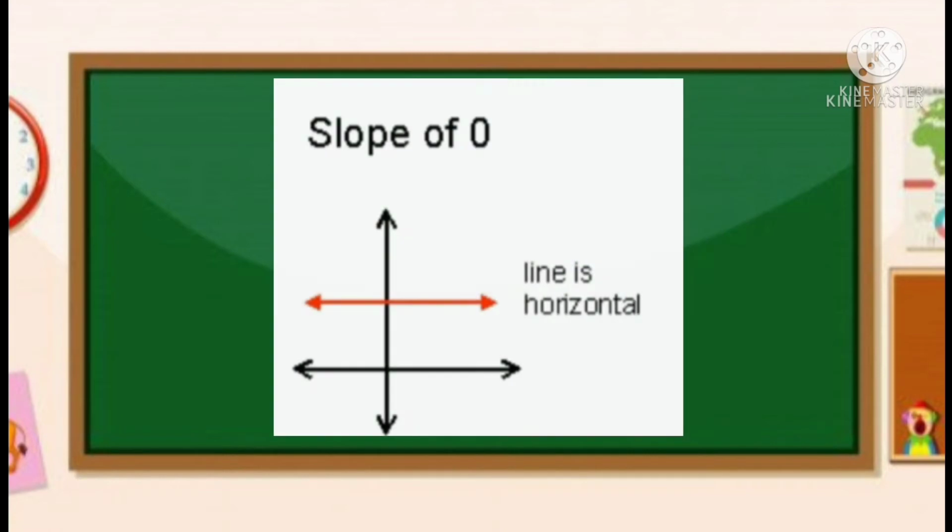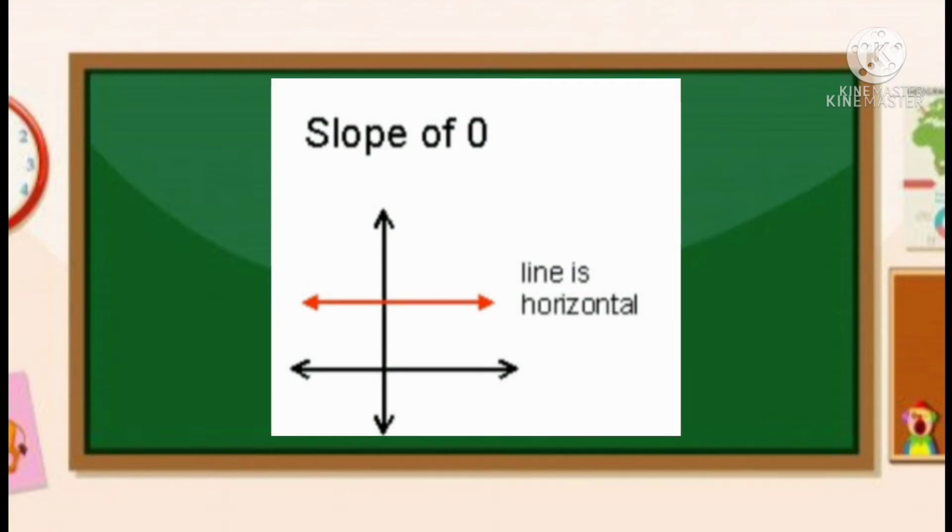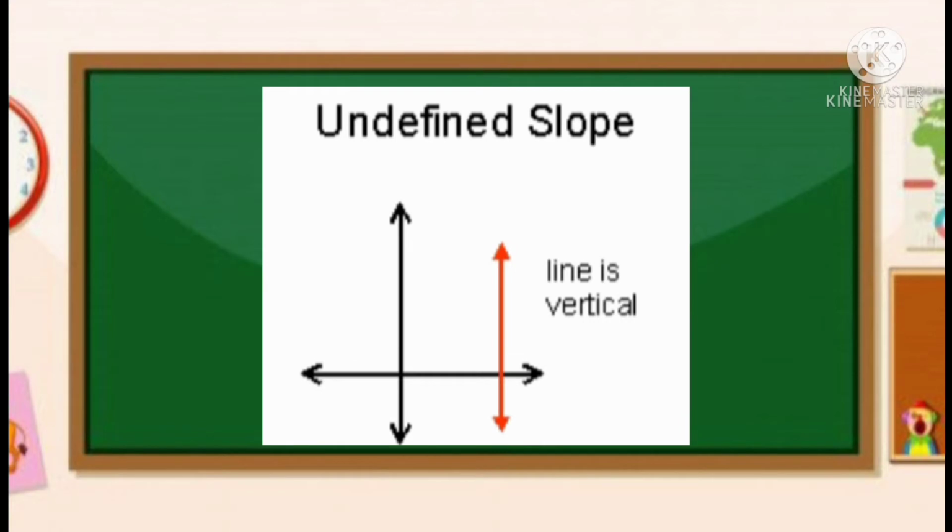Third, if the slope is 0, then the graph or line is a horizontal line. And last, if the slope is undefined, then the graph or line is a vertical line.